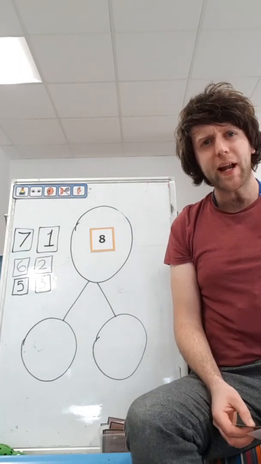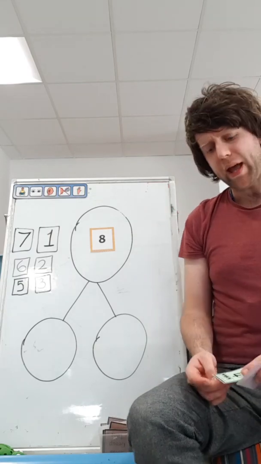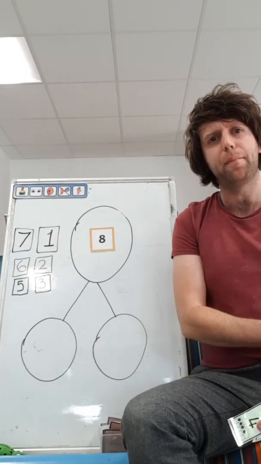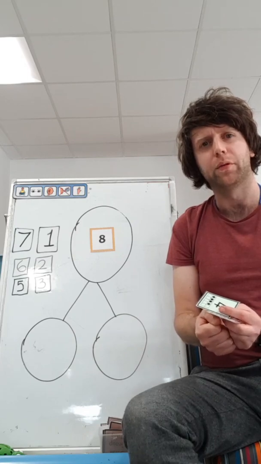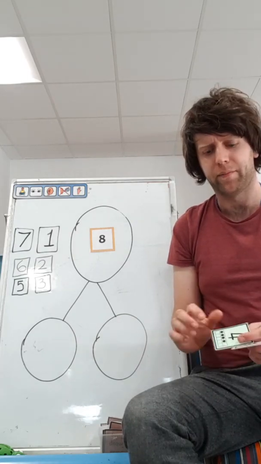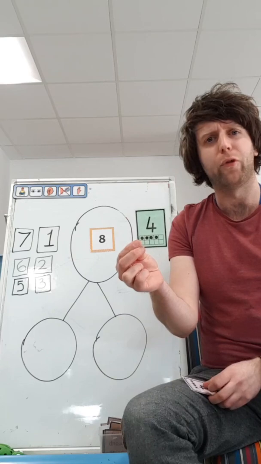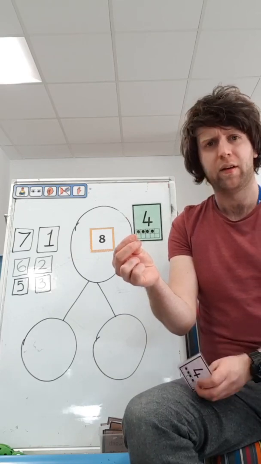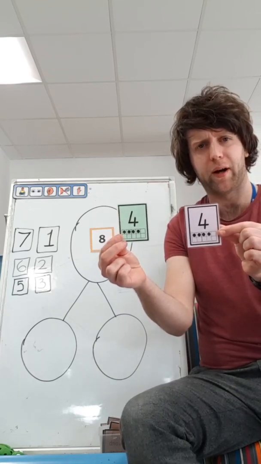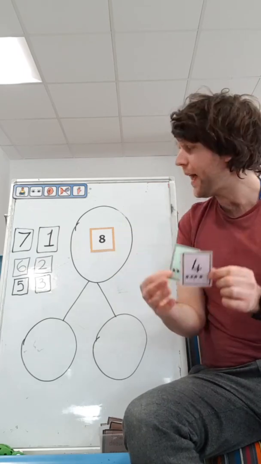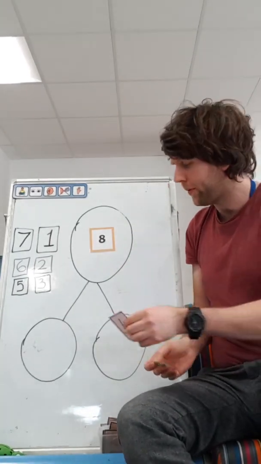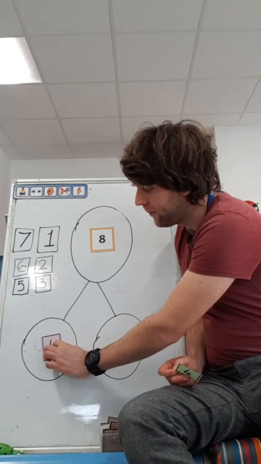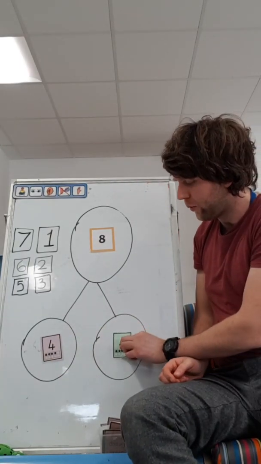So that one was really interesting, wasn't it? We had the same number on both sides, but together they equaled a different number. So we had 4 as a part and 4 as a part. And 8 was the whole amount, wasn't it? So I'll put 4 here, 4 here.